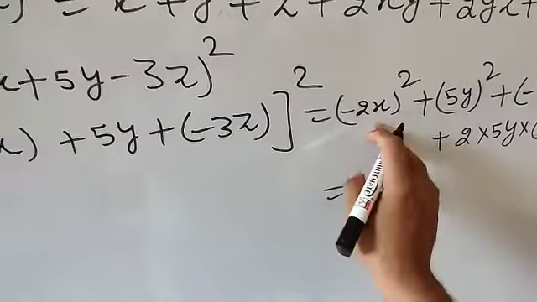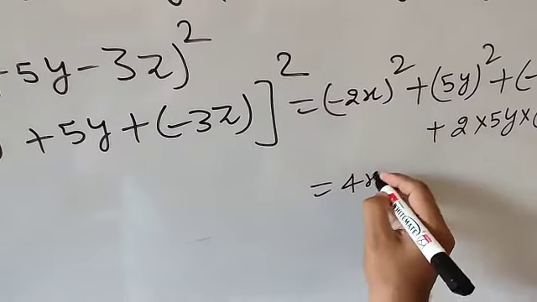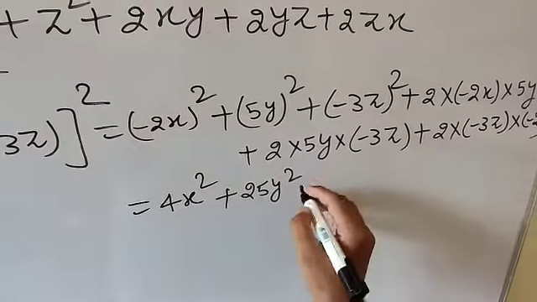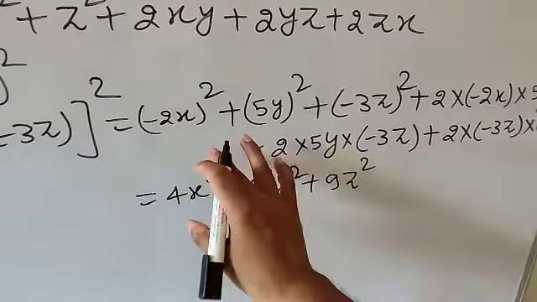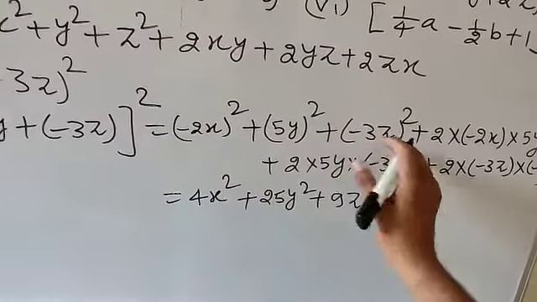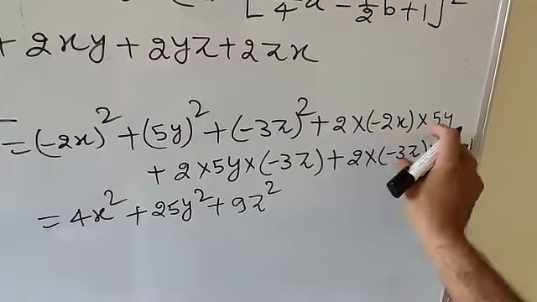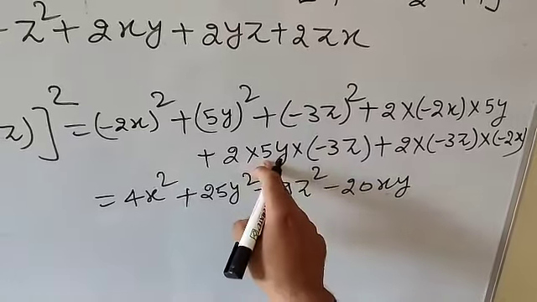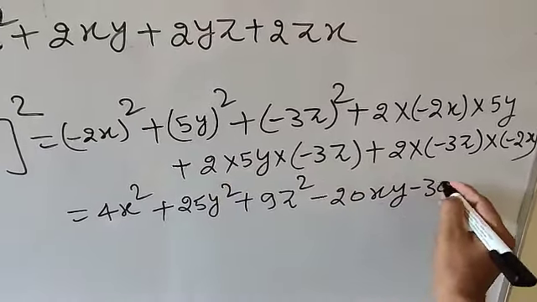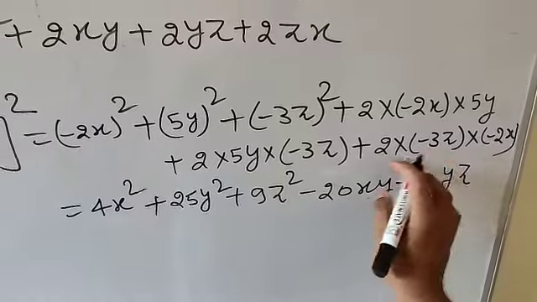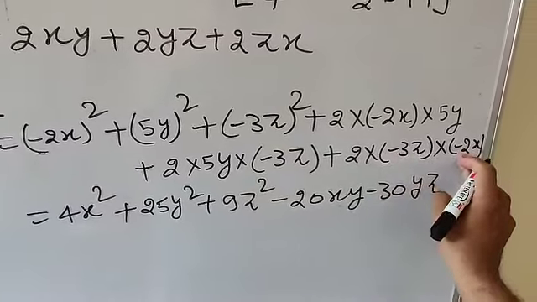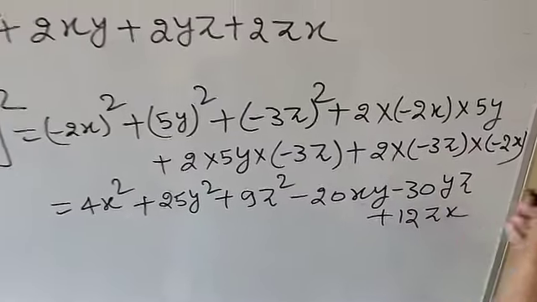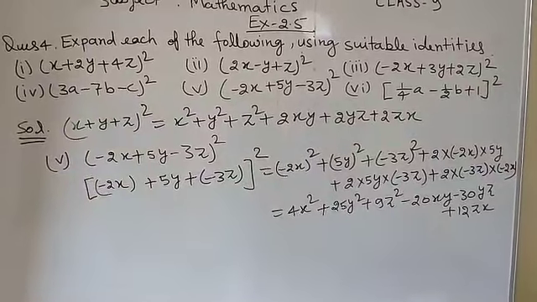Now find the square. Minus 2x square will be plus 4x square, 5y square is 25y square, minus 3z square is plus 9z square. So I have found the square of the first three terms. Now 2 into minus 2 is minus 4, into plus 5, minus 20, x into y, xy. 2 into 5 is 10, 10 into minus 3 is minus 30, y into z, yz. 2 into minus 3 is minus 6, into minus 2 is plus 12, so plus 12, and z into x, zx. So that is the square of the given question.